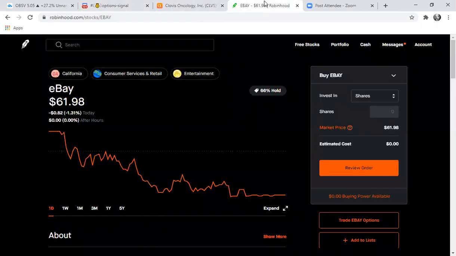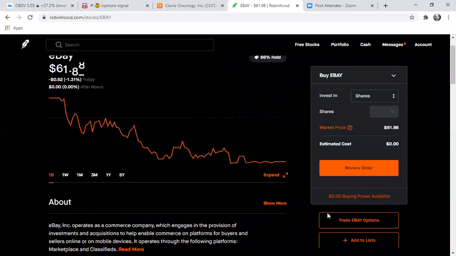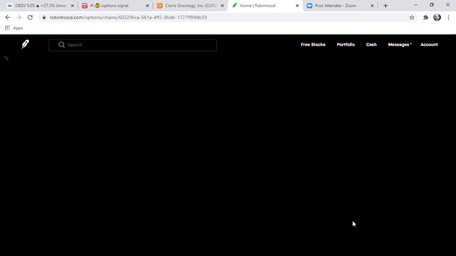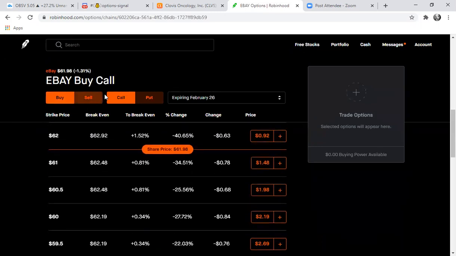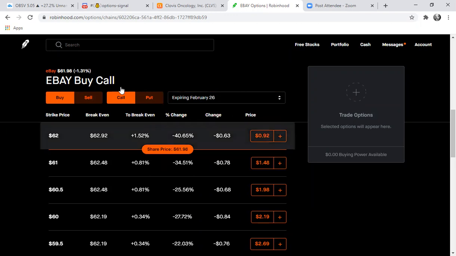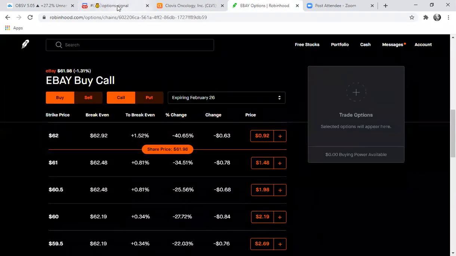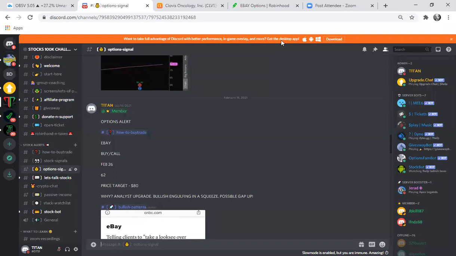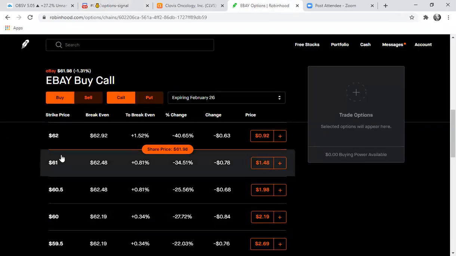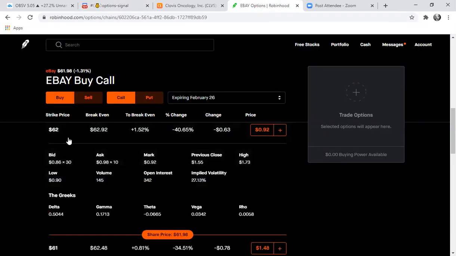So all you're doing is click trade eBay options, or it will say trade options on your phone. You're going to click buy call, and it's already highlighted and already on February 26th. Simple as that. So we just did buy call February 26th, and the next number is 62. All you're doing is finding the number 62, right here.